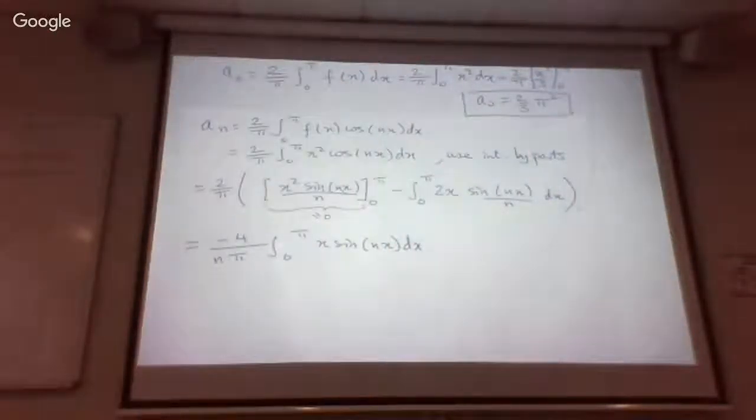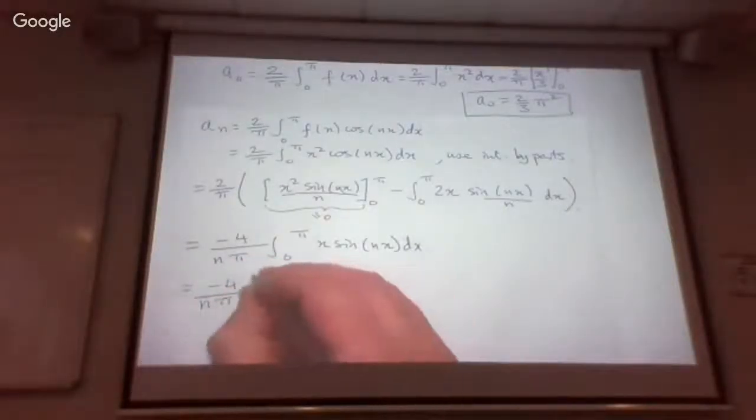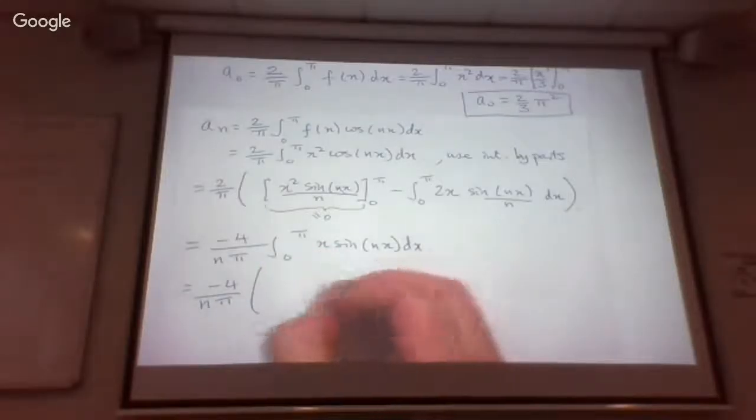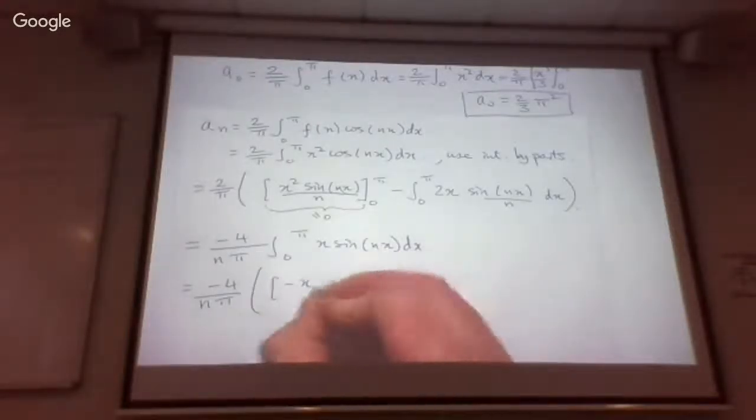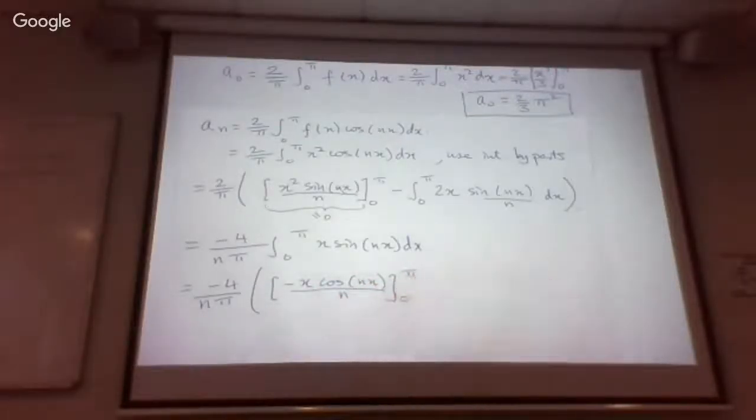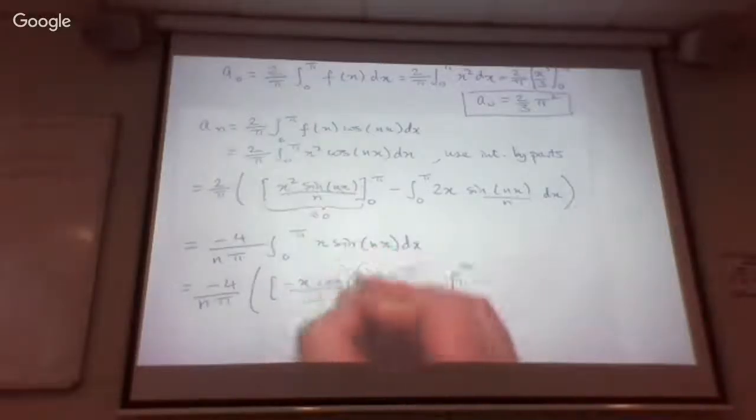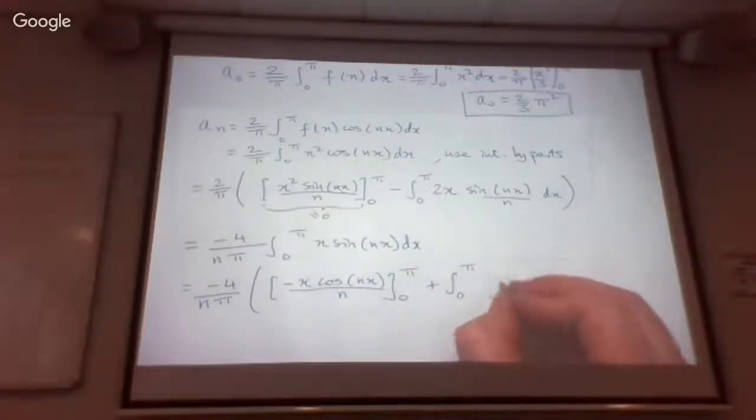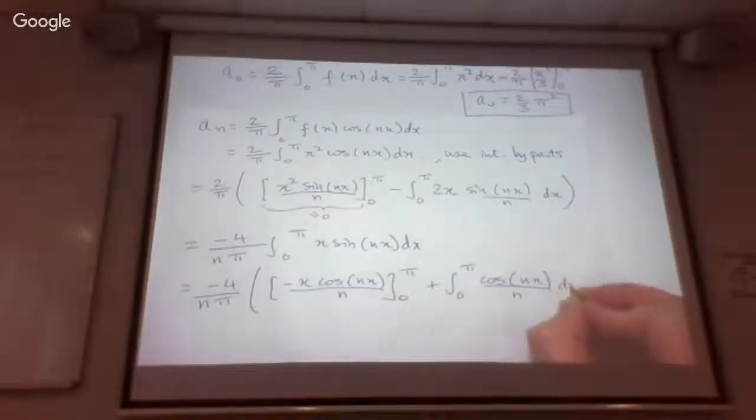So if you're without the formula for the integral of x times sine nx, I guess you've got to do integration by parts once more. Got minus 4 over n pi. Sine nx is the derivative of minus cosine nx over n. So in the first part, you get a minus x cosine nx over n, evaluated at 0 and pi. And then you plus, rather than minus, because the other term is minus cosine. The integral of cosine nx over n dx.